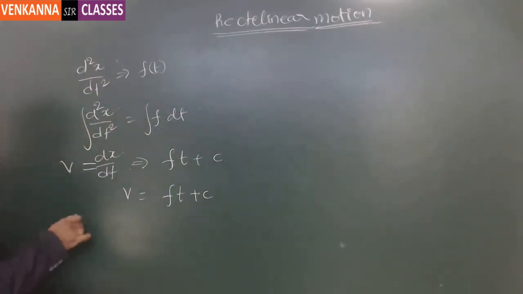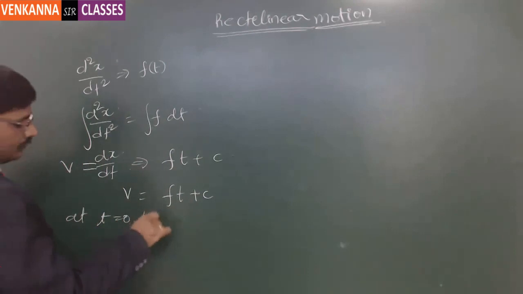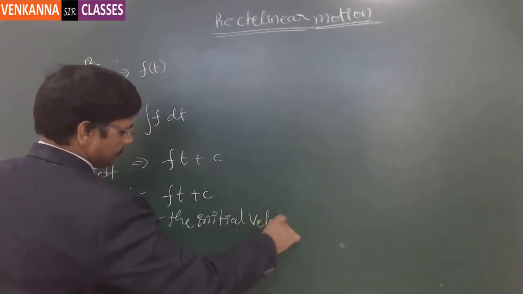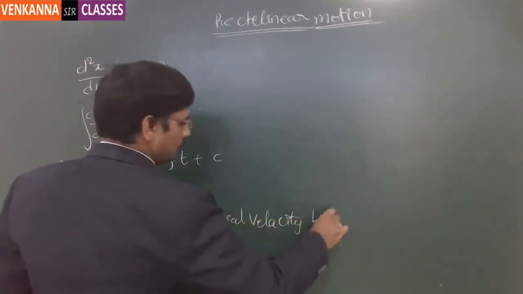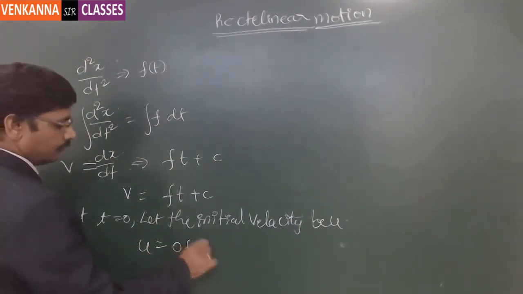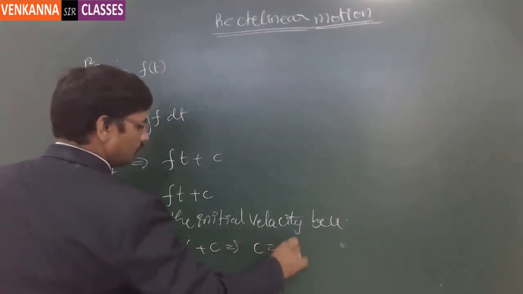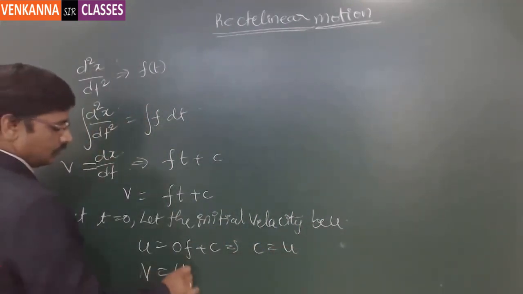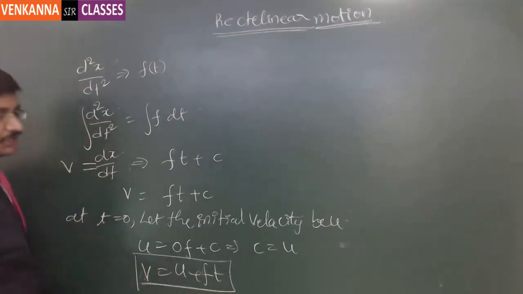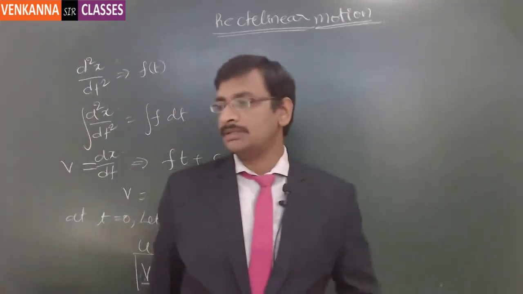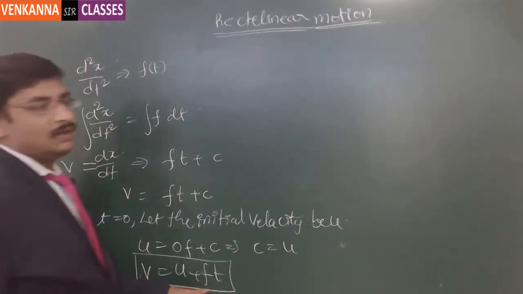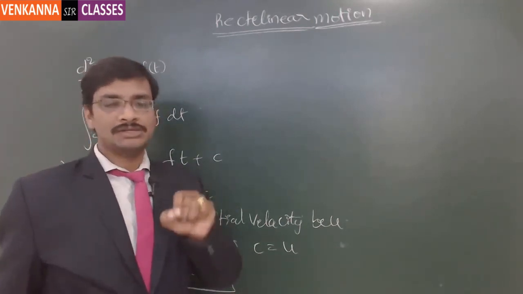Now the initial conditions are, at t equal to 0, let the initial velocity be u. Then u is equal to 0 into f plus c, which implies c equal to u. Now if you replace it, v is equal to u plus ft. This is the relation between the velocity and time. The velocity at any instant of time you can calculate with v equal to u plus ft only in the case where the acceleration is constant.